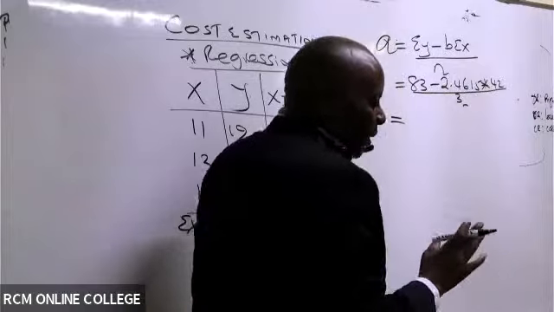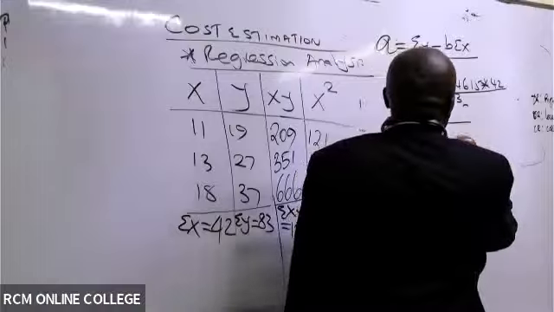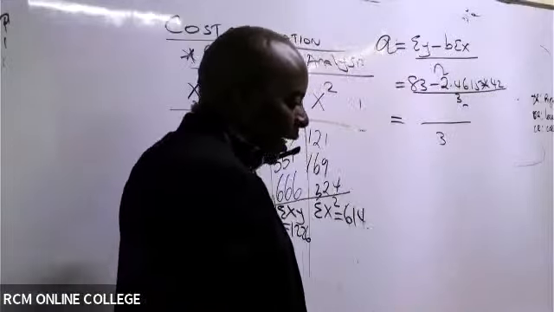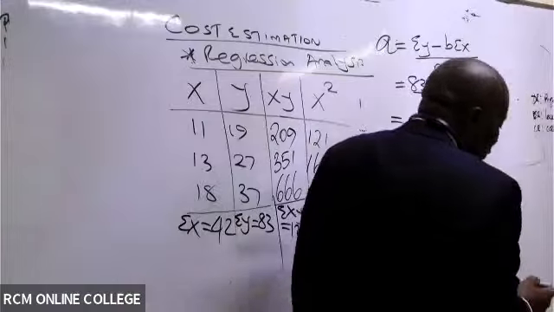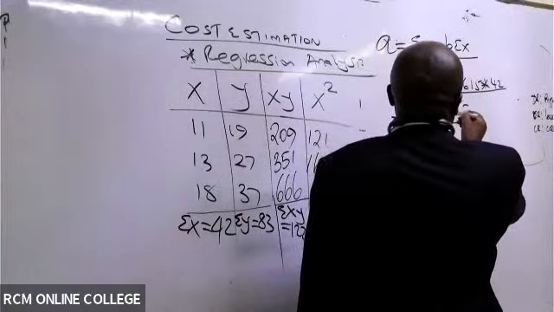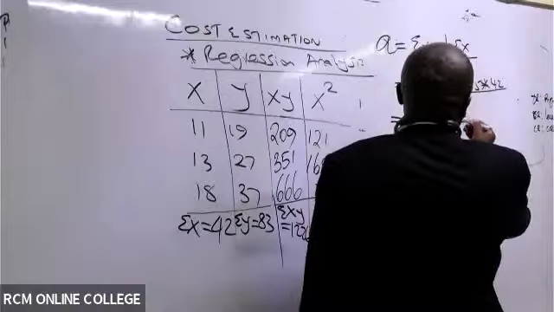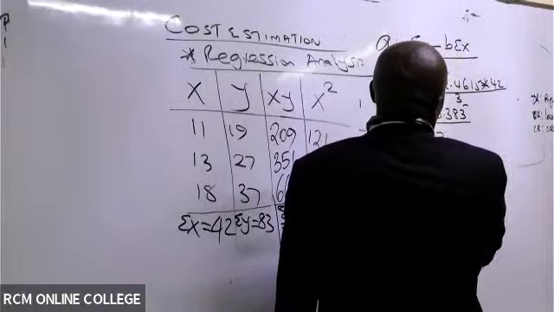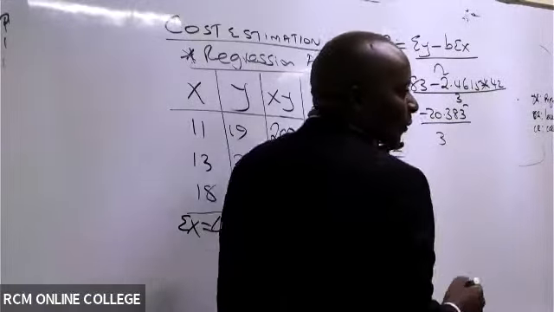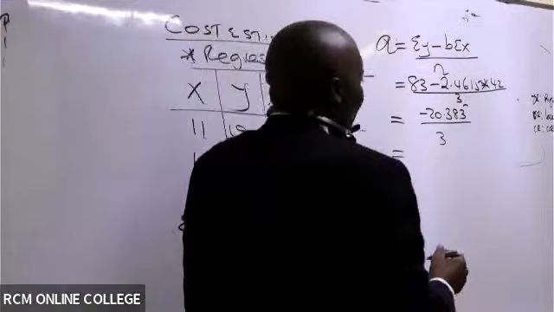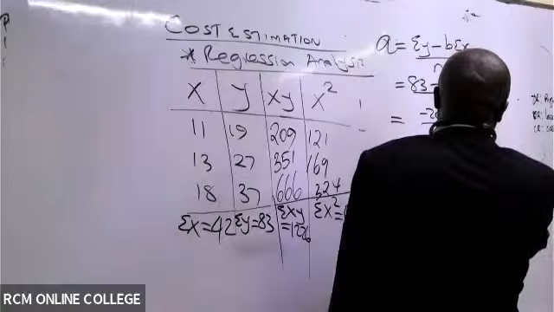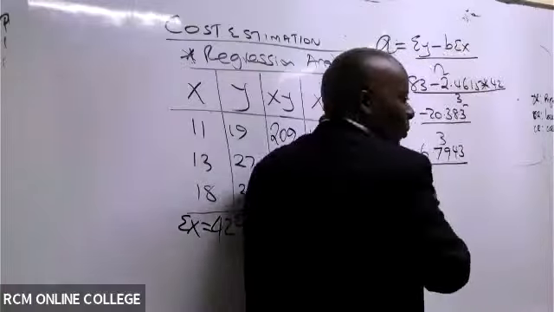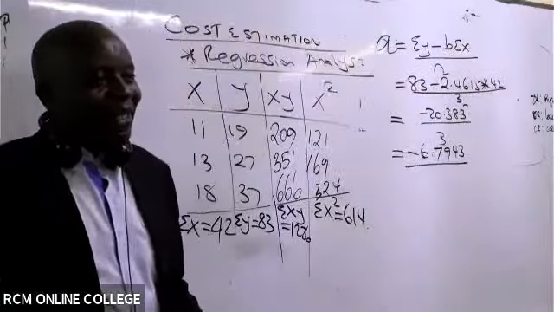Denominator, I'm aware of a 3 there. So the numerator is minus 20.383. Then when you give me a quotient, what value are you going to get at the end of the day? Minus 6.7943. Do we stop here after getting the values of A and B?